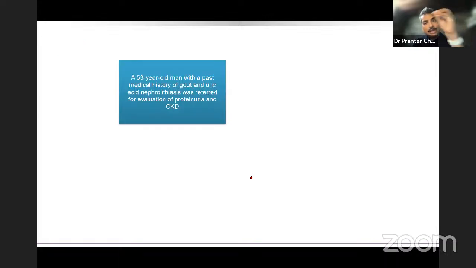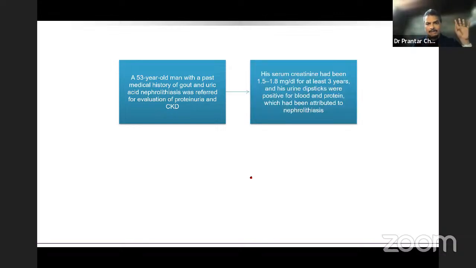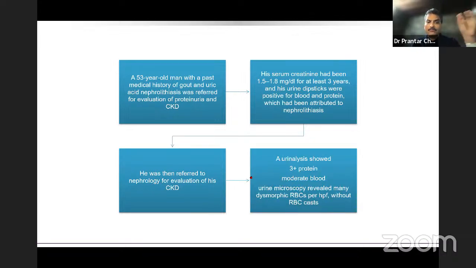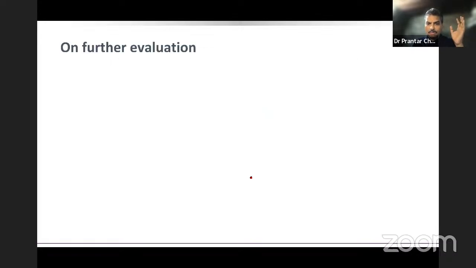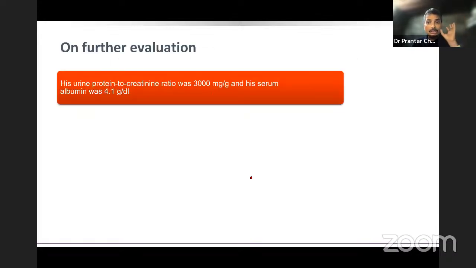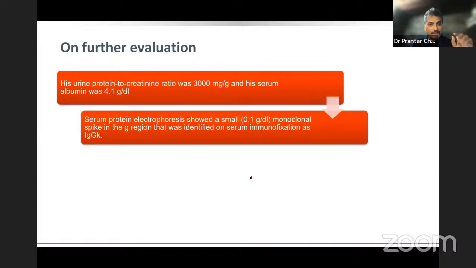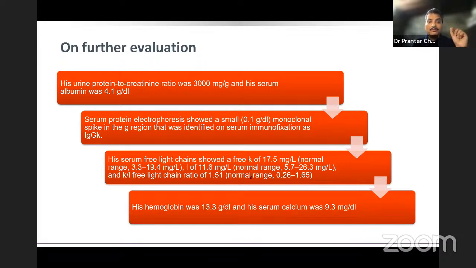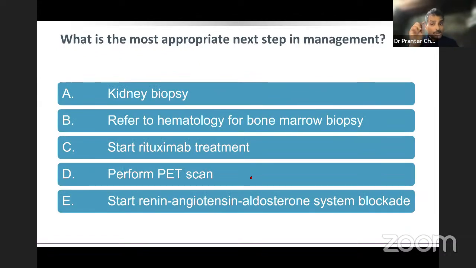Now let me come to another patient who doesn't have back pain, but creatinine is high and was referred to nephrology. Analysis showed proteinuria. On further evaluation, there was nephrotic range proteinuria, a small monoclonal spike, again IgG kappa, and an abnormal free light chain assay. Calcium normal, hemoglobin normal. What should you do here? You have to do a kidney biopsy.